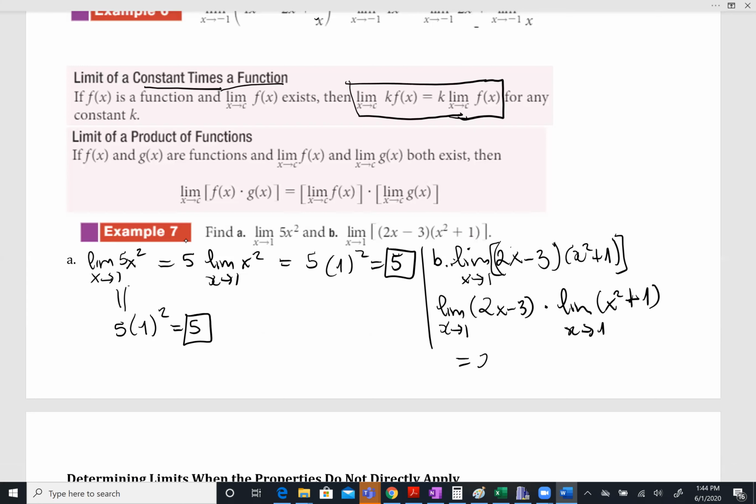You have 2 times 1 minus 3, and then, oh, you should have parentheses for this, multiplied by 1 squared plus 1. And then simplify: 2 times 1 is 2, minus 3 is negative 1, times 1 squared plus 1 which is 2. Then you get negative 2 as the answer.